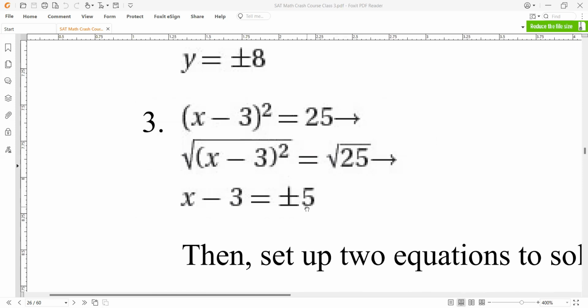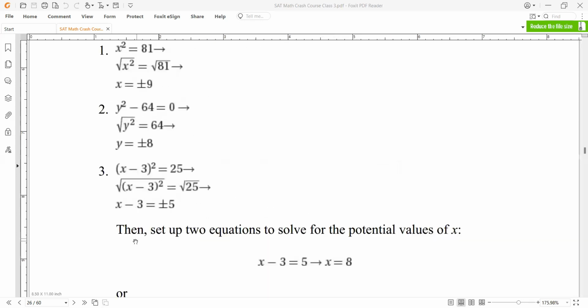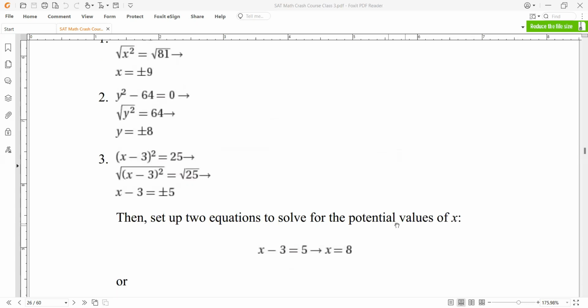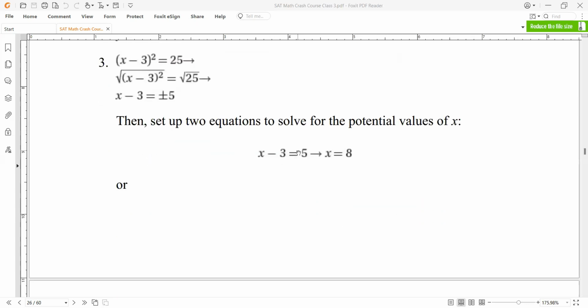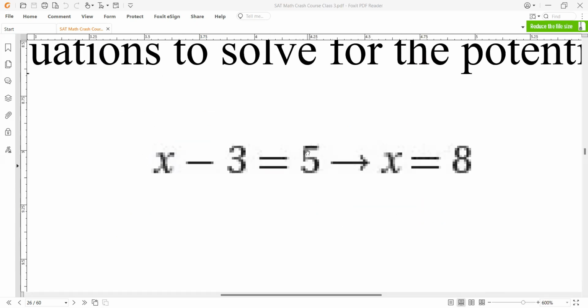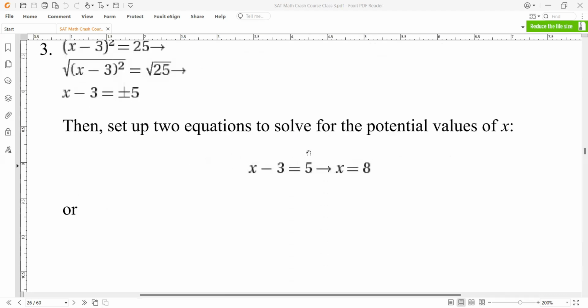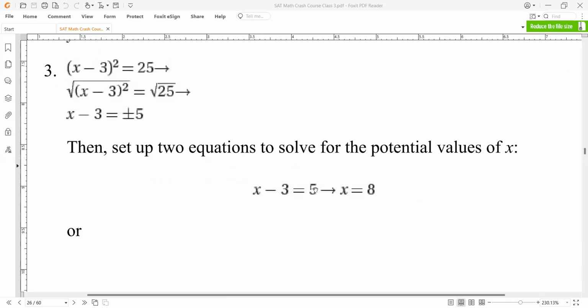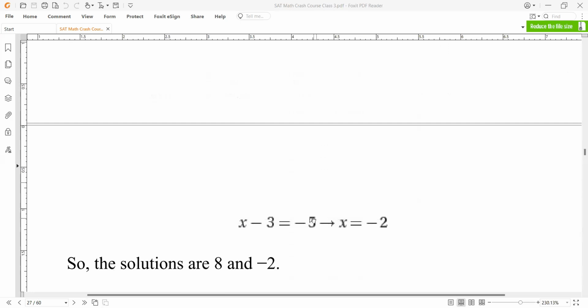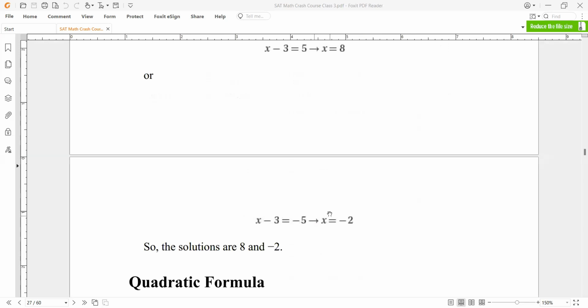We need to perform the mathematics for +5 on the right side, and we need to perform the mathematics for -5 on the right side. Then set up two equations to solve for the potential values of x. First, we take +5 on the right side of this equation, and then we take -5 on the right side of this equation. You got me, right? Yes.